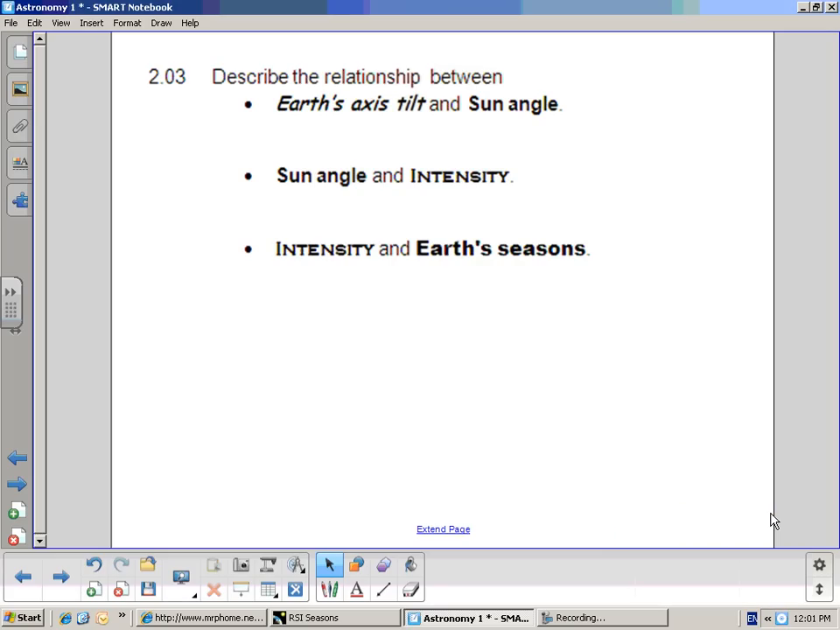Now to finish up with 203, what we're going to look at specifically is how the Earth's tilted axis affects where the sun is in the sky, the sun angle, how that affects the intensity or the strength of the sun, and how that intensity ultimately causes Michigan to have its 4 seasons. We're going to start with summer.